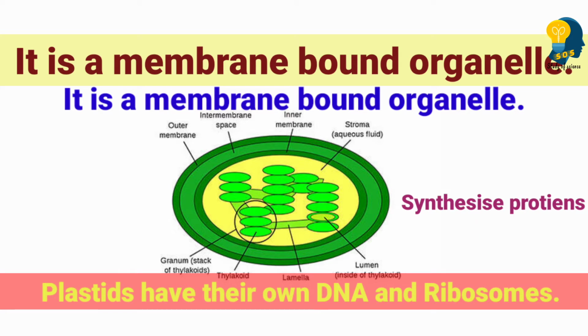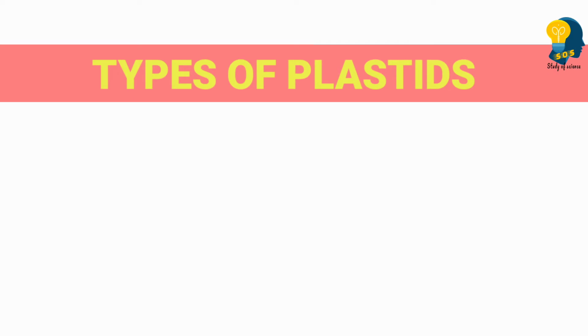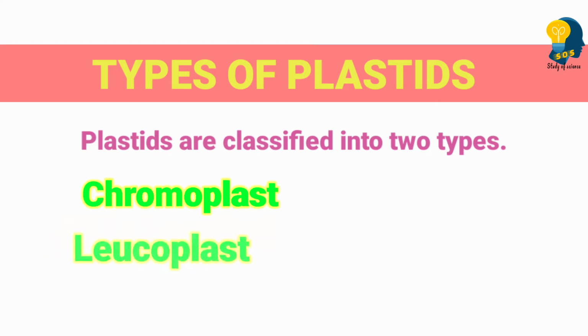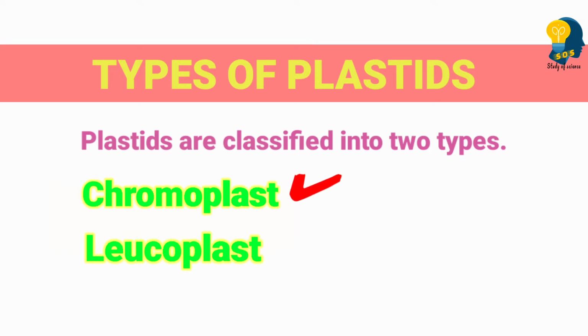Now let us talk about the types of plastids. When I talk about the types of plastids, the plastids are mainly classified into two types. The first one is the chromoplast and the second one is the leucoplast. Then let's first understand the chromoplast.